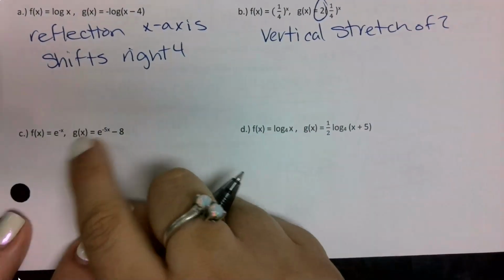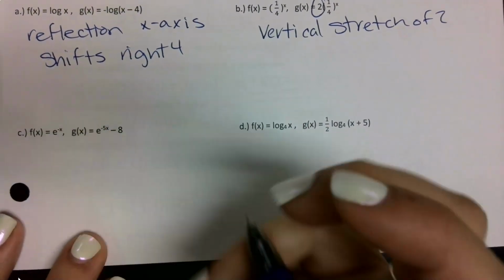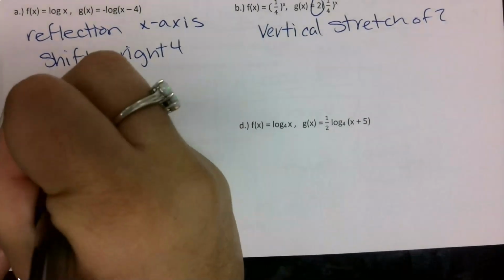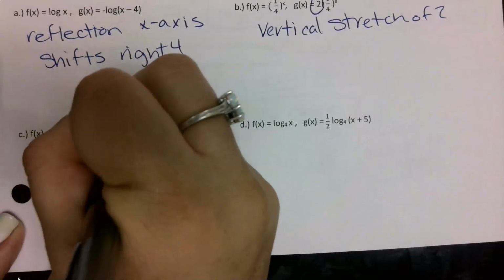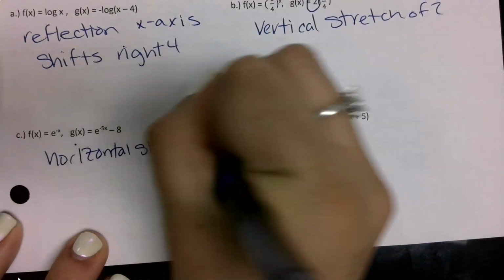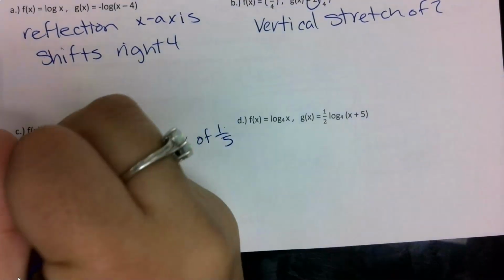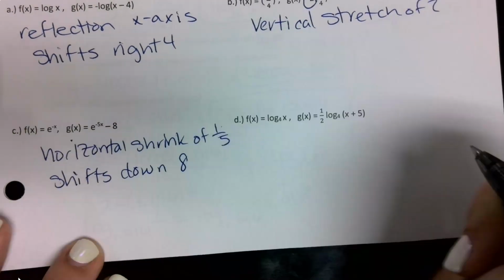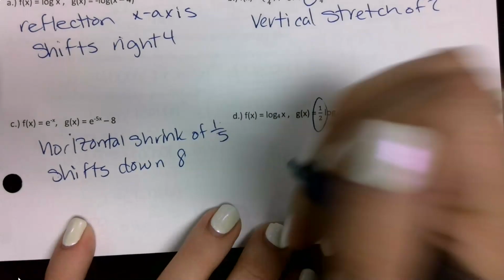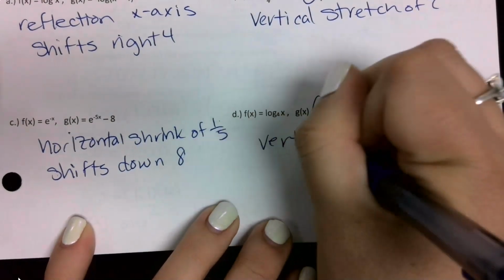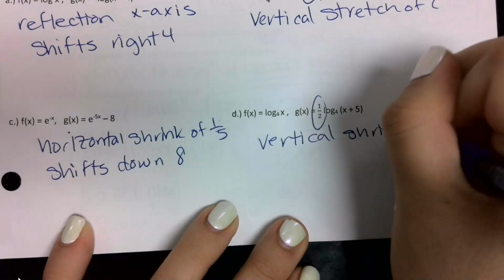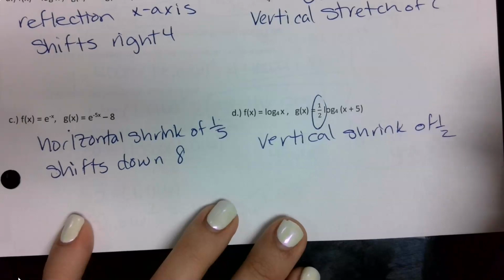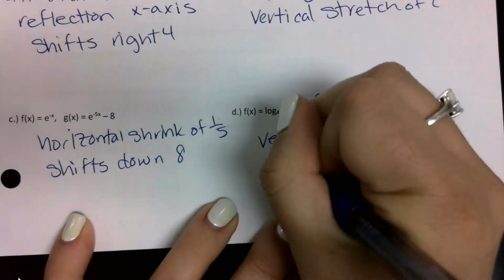Over here, both equations have that negative in the exponent, but this one has a 5. This isn't going to be on the test, the 5 part, but it's a horizontal shrink of 1/5 for compression. And then it's shifting down 8. Over here I have a 1/2 up front. That's a vertical shrink or compression of 1/2. Fractions and numbers less than 1 are typically vertical shrinks. And then this 5 on the inside is shifting it left 5.